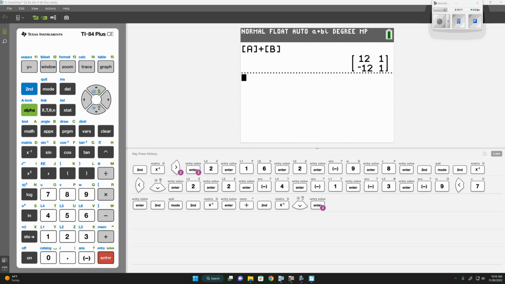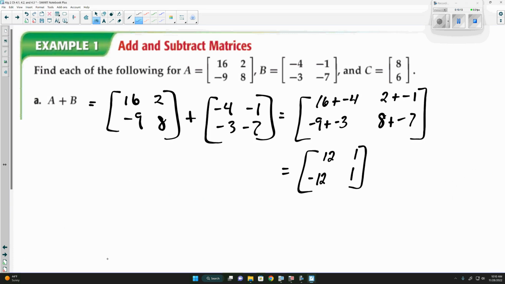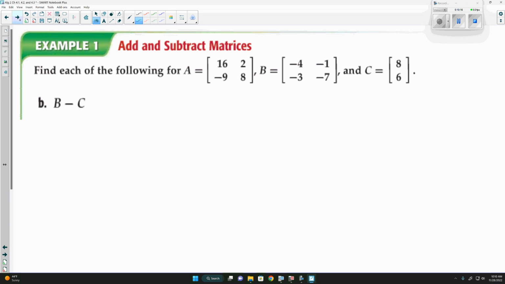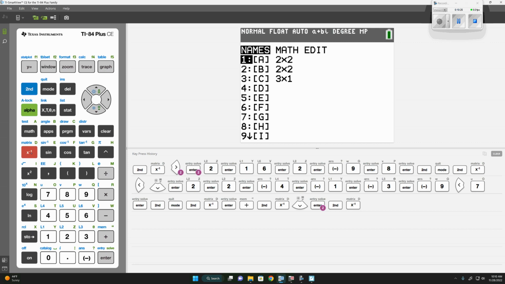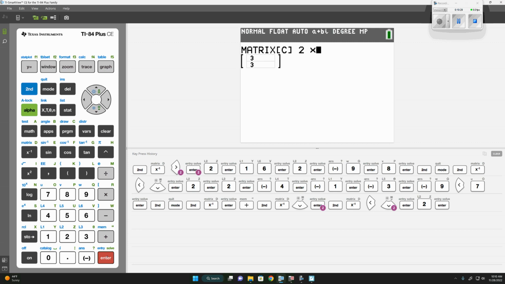Let's look at the next problem. B minus C. So we could do this by hand or we can do this in the calculator. So we can pull the calculator back up. Exactly. So there is no way for us to do this. If we notice that it doesn't work, we can say this does not work, because matrix C is a 2 by 1, matrix B is a 2 by 2. Since the dimensions are not the same, we can't add or subtract them.